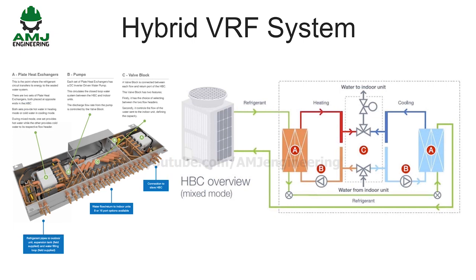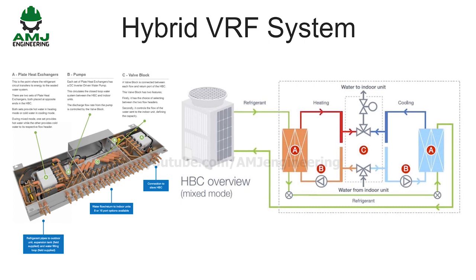There are three main parts in the HBC. A. Are the heat exchangers. B. Are inverter-driven pumps. C. Are the valve blocks. The HBC acts as the brains of the system. The outdoor unit delivers a mixture of liquid and hot gaseous refrigerant to it. This mixture passes through a plate heat exchanger to heat water by condensing the gas, and then the liquid refrigerant passes to a second plate heat exchanger to provide cooling.